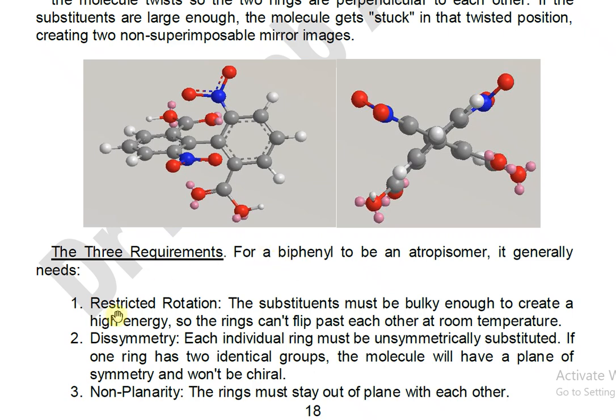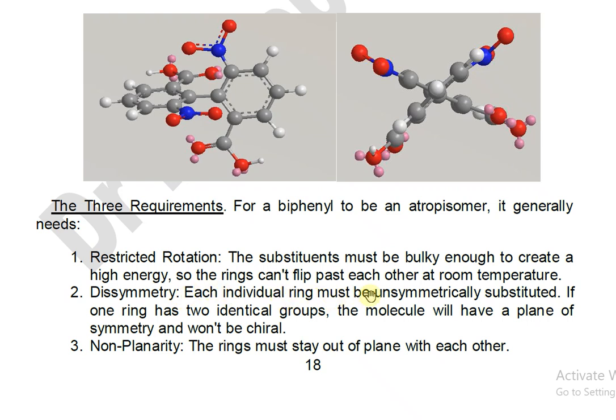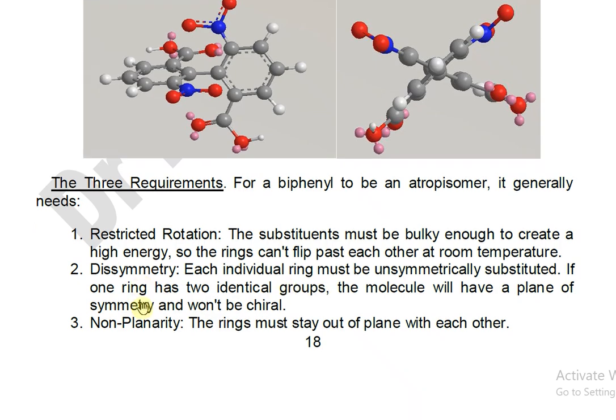First, there must be restricted rotation. There is no free rotation between the two cycles. Also, each individual ring must be unsymmetrical. I said to you before that if one ring has two identical groups, the molecule will be optically inactive. That means the two substituted groups on the cycle must be different groups. Of course, if the two groups are different, there is already no plane of symmetry. We say non-planarity: the rings must stay out of the plane with each other.